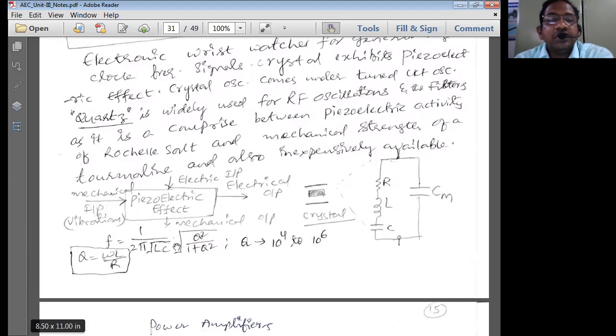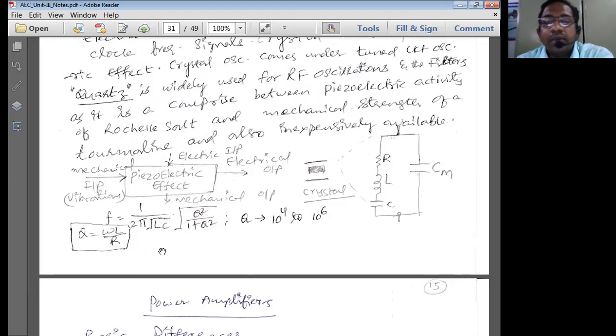Now, the frequency of oscillations is governed by the frequency of an LC oscillator, f equal to 1 by 2 pi root LC. This formula is very easy to remember. Because it works like a tuned amplifier, we multiply by a factor involving the Q of the circuit, that is root of Q squared by 1 plus Q squared. Usually the Q of the circuit ranges between 10 power 4 and 10 power 6, and the formula for Q is omega L by R.